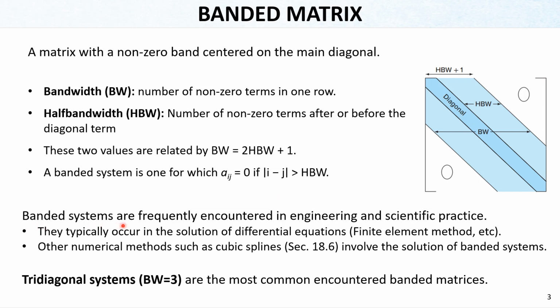And banded systems are frequently encountered in engineering and scientific practices. They typically occur in the solution of differential equations. For instance, in the finite element method, it is very common to see these kinds of matrices. That's why the solution of these is important. Also, other numerical methods such as cubic splines will involve the solution of banded systems as well. And the tridiagonal systems, where the bandwidth equals 3, are the most common ones encountered among the banded matrices.